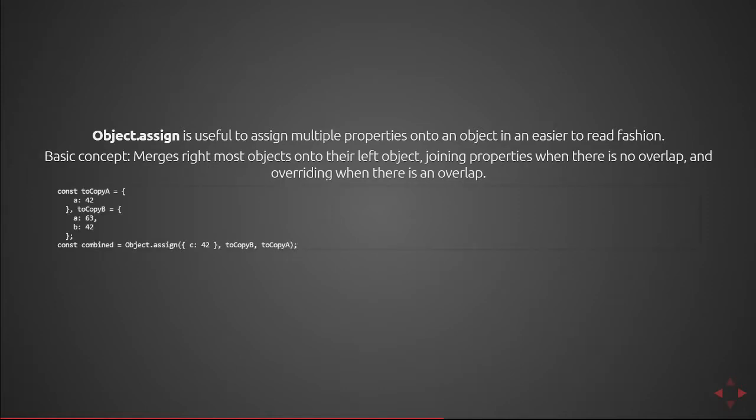As you can see in the function called down below, I have Object.assign with the first parameter being a new object with the property C equal to 42. I then pass 2copy B and 2copy A. 2copy A gets merged onto its left object, 2copy B. So the properties of 2copy B are now assigned onto 2copy A. So the property B is now available to that object, but the value of A is actually 42 since A came from the rightmost object. If you then merge that down onto the first parameter containing C 42, you'll have all three properties.